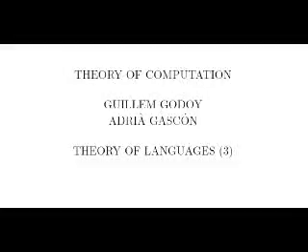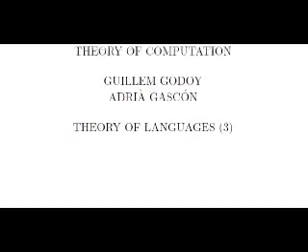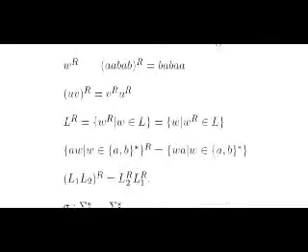In this video, we keep on presenting the basic concepts and notations of theory of languages for our course on theory of computation. The reverse of a word W is a word of the same length and satisfying that its first symbol equals the last symbol of W, its second symbol equals the penultimate symbol of W, and so on. For example, the reverse of this word is this one.